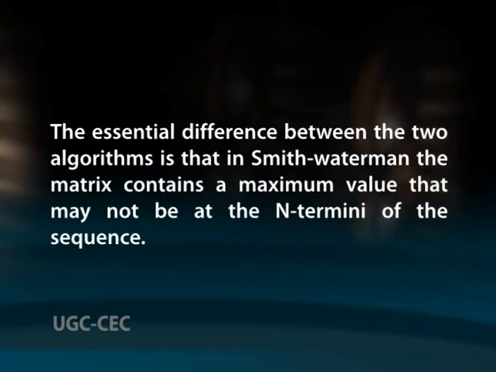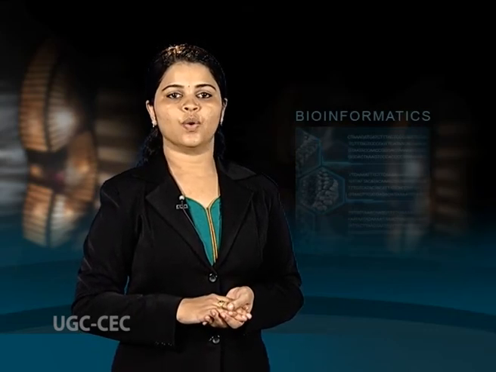The essential difference between the two algorithms is that in Smith-Waterman, the matrix contains a maximum value that may not be at the end termini of the sequence. It represents the endpoint of an alignment such that no other pair of segments with greater similarity exists between the two sequences, hence a local rather than global method.